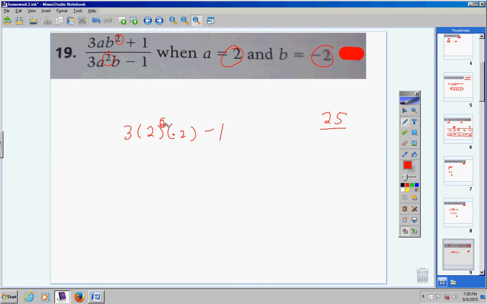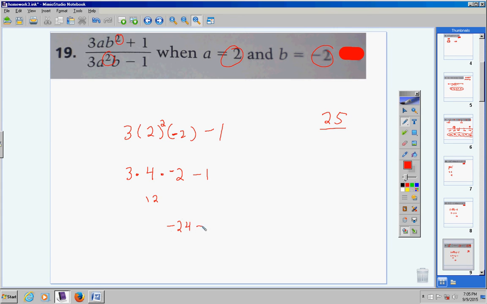This 2 right here goes to this 2 right here. So this is what we're going to do first right here, okay? So I'm going to bring down my 3, put a times, 2 squared is 4, and then times a negative 2 minus 1. So 3 times 4 is 12. 12 times negative 2 is negative 24.